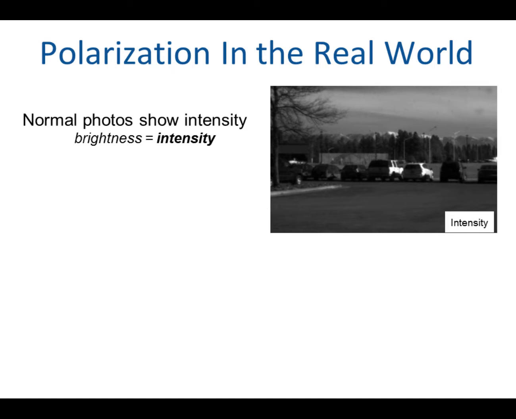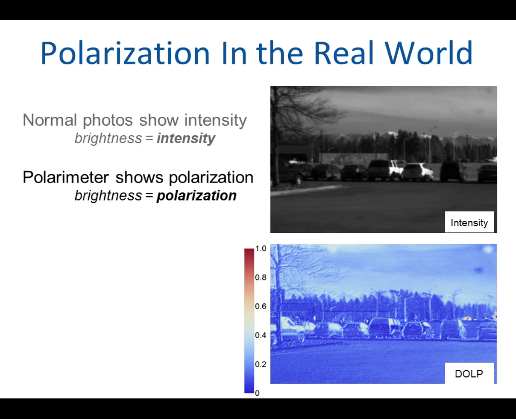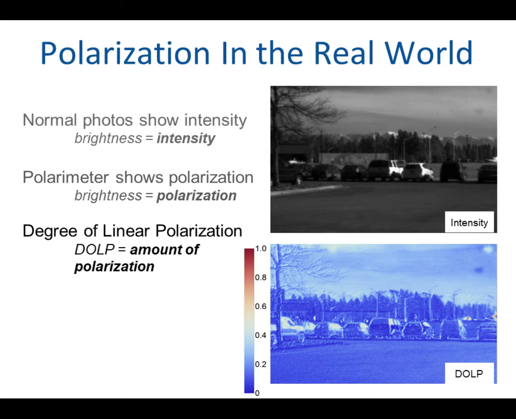So to talk more about these polarimetry photos, just to reiterate, normal photos show the intensity of the light. So brightness in the photo corresponds to intensity. It corresponds to how much light is hitting your camera, or the sensor on your camera. In a polarimeter, brightness in the photo, or before it was redness, but this one's actually grayscale, so white areas here have high polarization. So brightness here corresponds to polarization, and darkness corresponds to things that aren't very polarized at all.